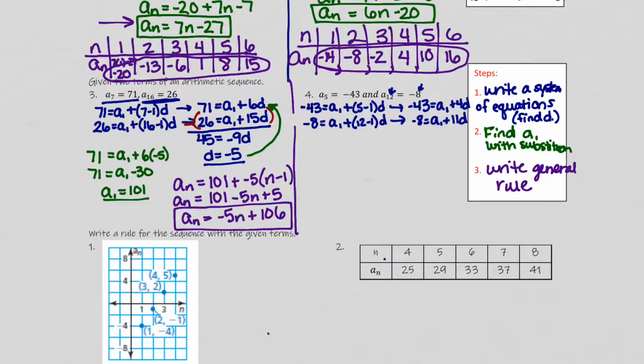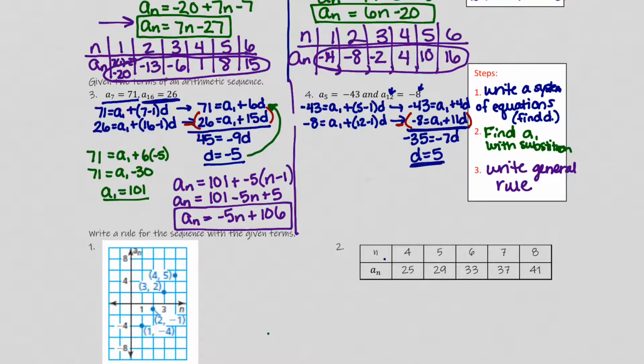All right. Now this is where we take these that we simplified, and I'm going to subtract the bottom one from the top one. So I have negative 43 minus negative 8. So that really is negative 43 plus 8, and that gets me negative 35. A1 minus A1 is 0, so those go away, and I have 4 minus 11 is negative 7D. Then I divide by negative 7, and I'm going to get D as a positive 5. Okay, so that was step 1.